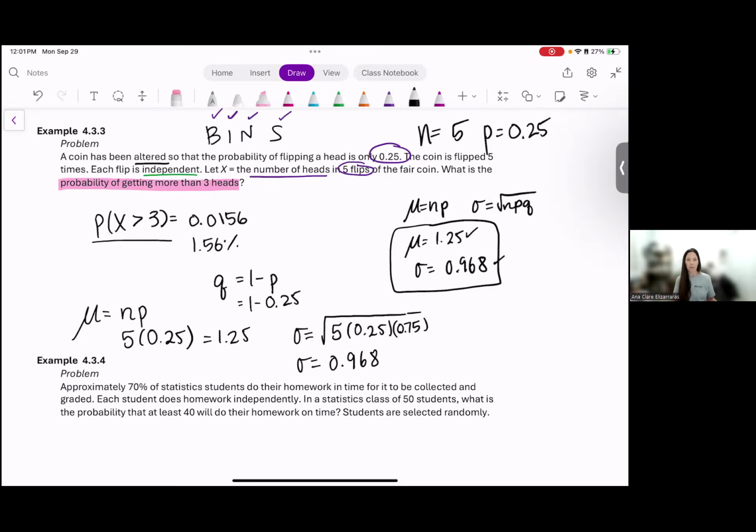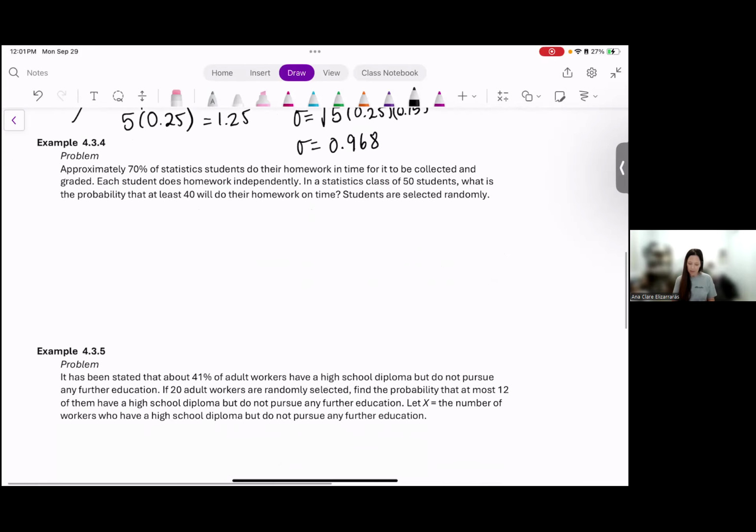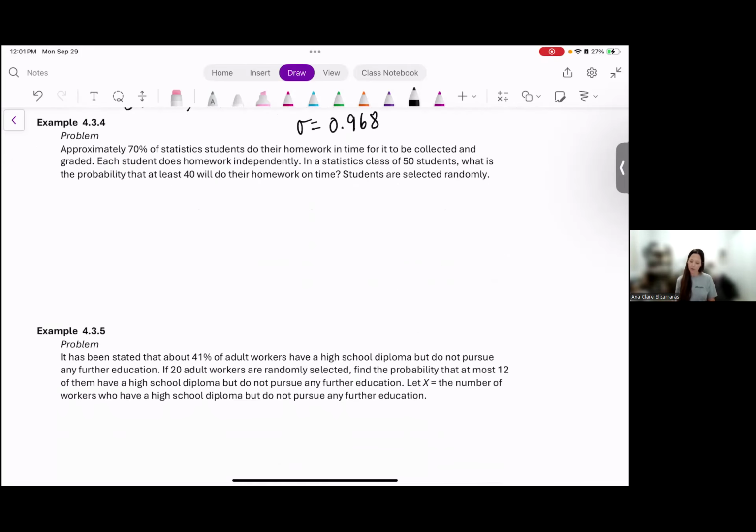Okay. Let's look at our next example. Approximately 70% of statistics students do their homework in time for it to be collected and graded. Each student does homework independently. And in a statistics class of 50 students, what is the probability that at least 40 will do their homework on time? Students are selected randomly. So let's record the information that's necessary.